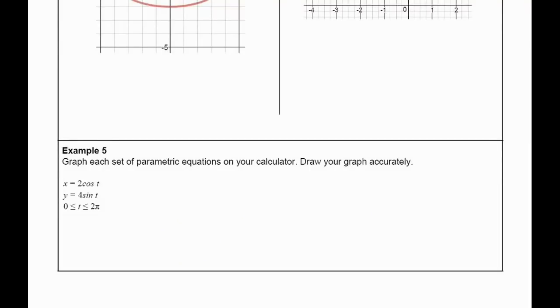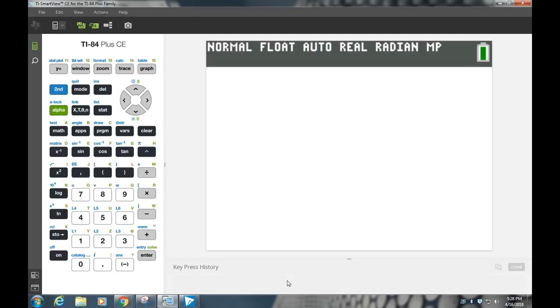So for example 5, we're going to look at how to graph a set of parametric equations for a given variable in your calculator and then sketch that graph by hand. My parametric equation for x is 2 cosine of t, and for y I have 4 sine of t, and I'm going to be looking from 0 to 2 pi. For example 5, we're going to look at how to graph parametric equations in our graphing calculator.